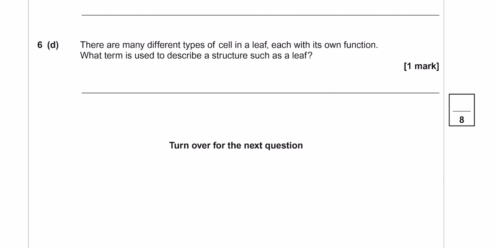It's giving you the answer. It's saying there are different types of cells in a leaf, each with its own function. And it says, how could you describe a structure such as a leaf? Well, obviously it's not a tissue, because you've got lots of different tissues. It's not basically a tissue, as I said, so it's got lots of different types of cells with their own function. So in fact a leaf is an organ, and definitely not, as some of you typed, which I'll just get here, and I won't embarrass anyone. Somebody said it was an organism.